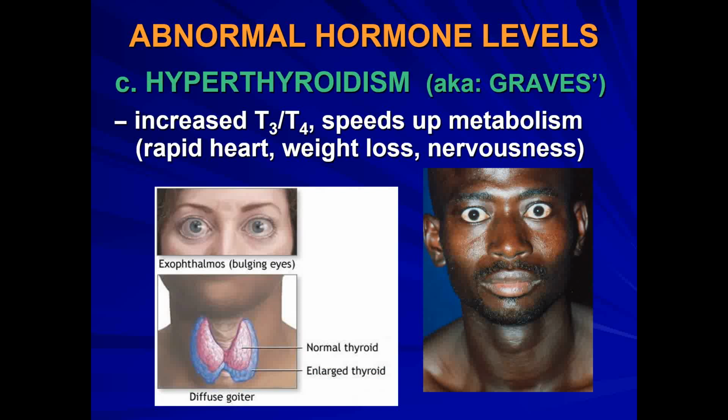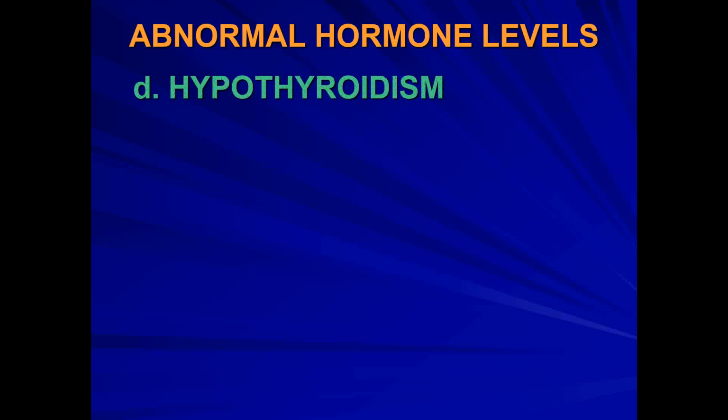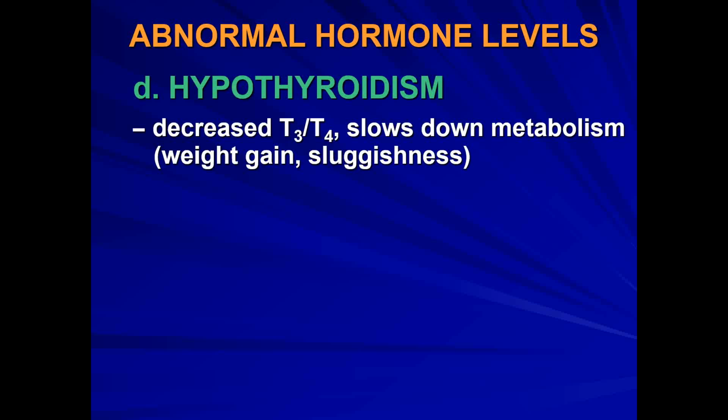The thyroid itself can swell, can enlarge, and that can be something that's used in diagnosing hyperthyroidism. The opposite of this is hypothyroidism. Hypo means less or below, so it's a decreased amount of T3. And exactly the opposite things are going to happen. It slows down overall body metabolism.